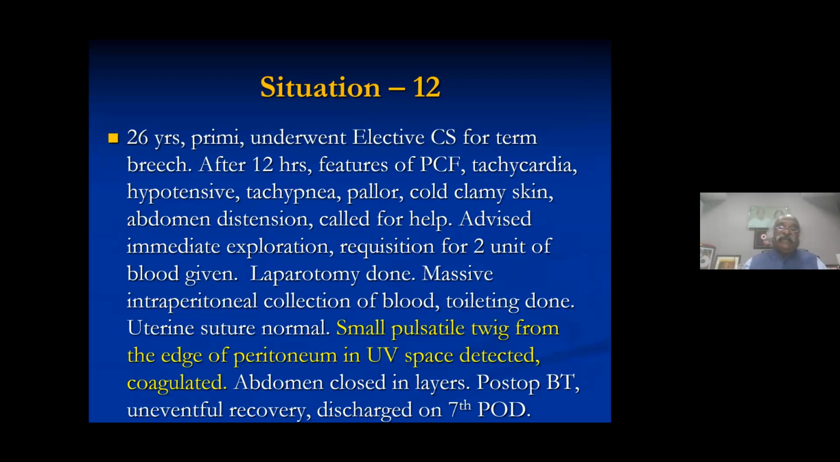This again is a 26-year-old primigravida who underwent elective cesarean section for term breech. The surgeon was a different surgeon, a very senior surgeon, and he did the surgery, and then left the city for some other personal work. After 12 hours, the hospital people informed me, you see this patient who was operated on 12 hours back, with features of peripheral circulatory failure: tachycardia, hypotension, tachypnea, pallor, cold clammy skin, abdomen distended, and called for help.